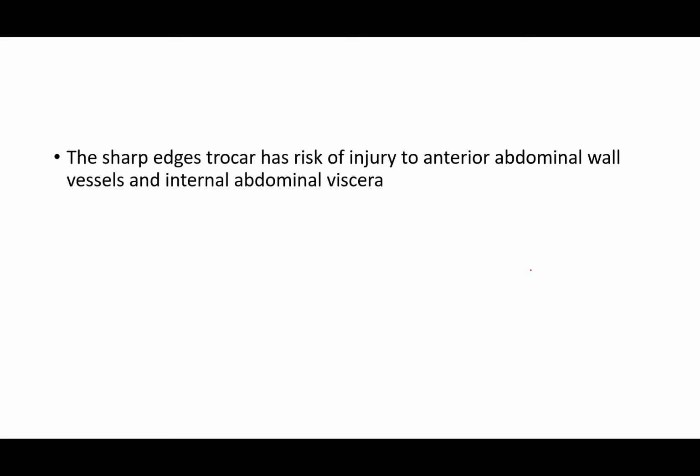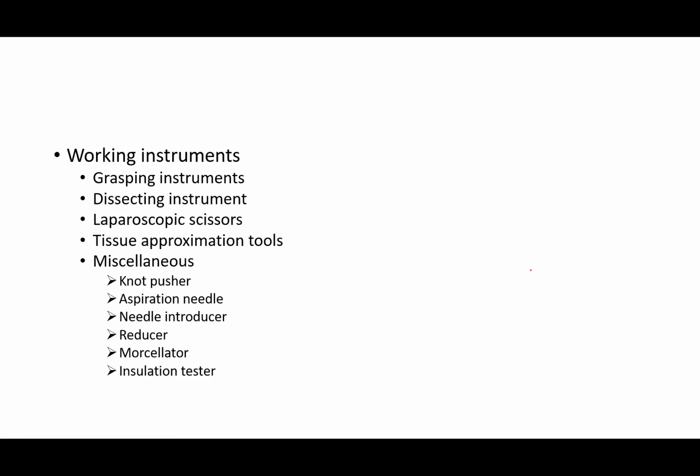The sharp edges of the trocar carry a risk of injury to the anterior abdominal wall vessels and internal abdominal viscera. Sometimes after placing the port, if there's a vessel lying where the port is inserted, you will see bleeding coming out from the site of insertion of that port. So all these are important. But subsequently, we are going to have a physical class for describing all these instruments. You appreciate them better when you see the instruments, handle them and look at all the parts.